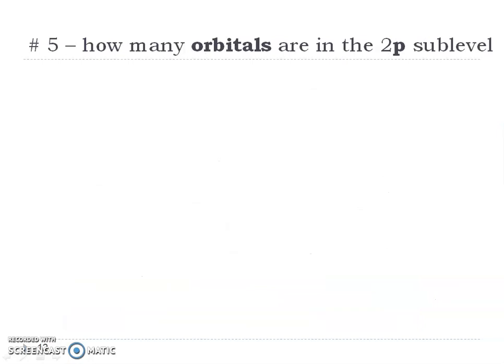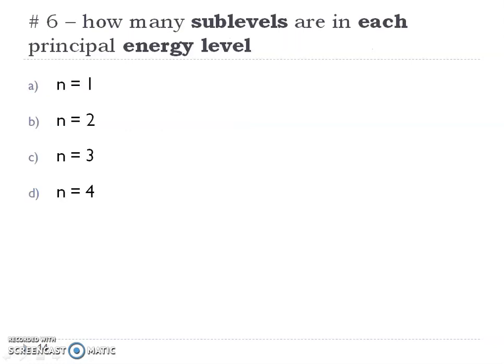Number 5. And again, I've highlighted what you should be looking at, right? I'm looking at orbitals in the p sublevel. Does the 2 mean anything? Not really, because no matter what, in any p sublevel, whether it's energy level 2, 3, or 4, you're going to have 3 orbitals, or those 3 boxes representing the electrons that can be in there.